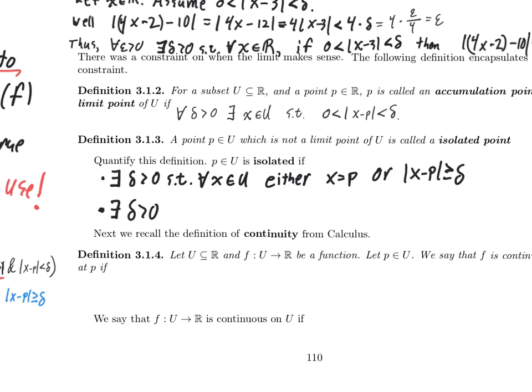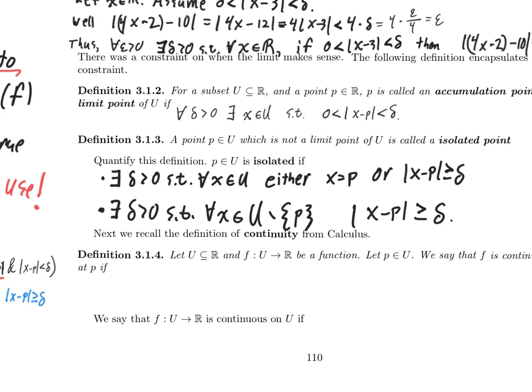And let's unravel the rest of this. So this says, for every x in U, either x is exactly p, or absolute value of x minus p is bigger than or equal to delta. So that means if x is not equal to p, then this must be true. So you could rewrite this as saying for every x in U, except for p maybe, absolute value of x minus p is greater or equal to delta.